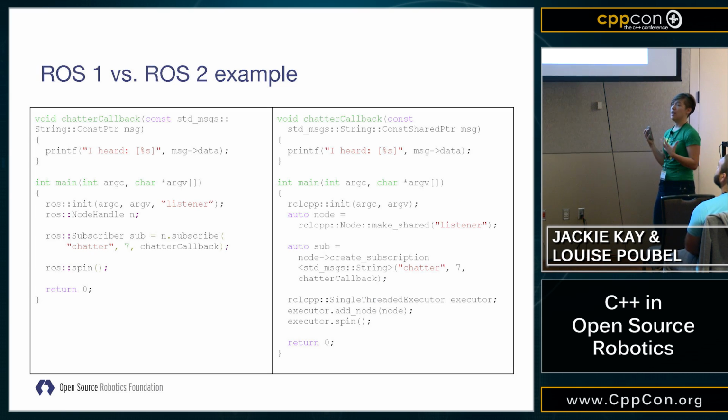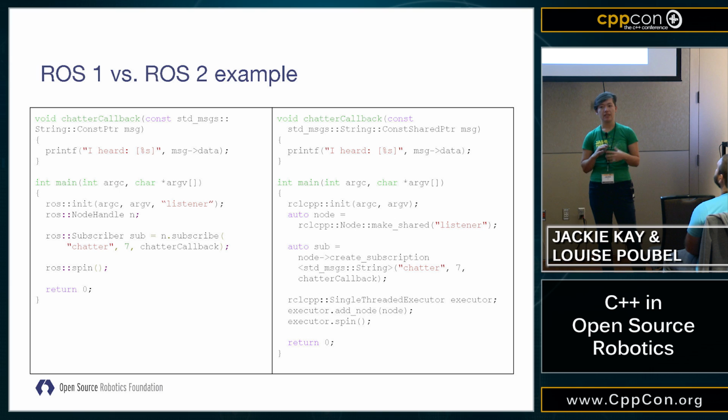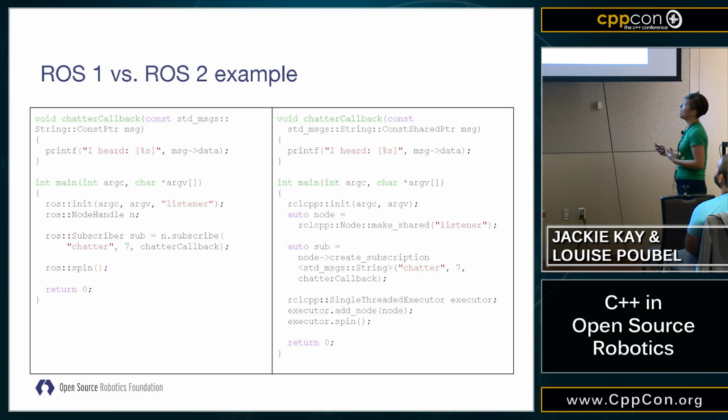To give you an idea of the API changes between ROS 1 and ROS 2, ROS 1 is going to be on the left, ROS 2 is on the right, and this is a simple subscriber. So you might not see a lot of differences, and that's actually intentional to ease the migration effort for our users, but there are also, again, major changes in what we're exposing.